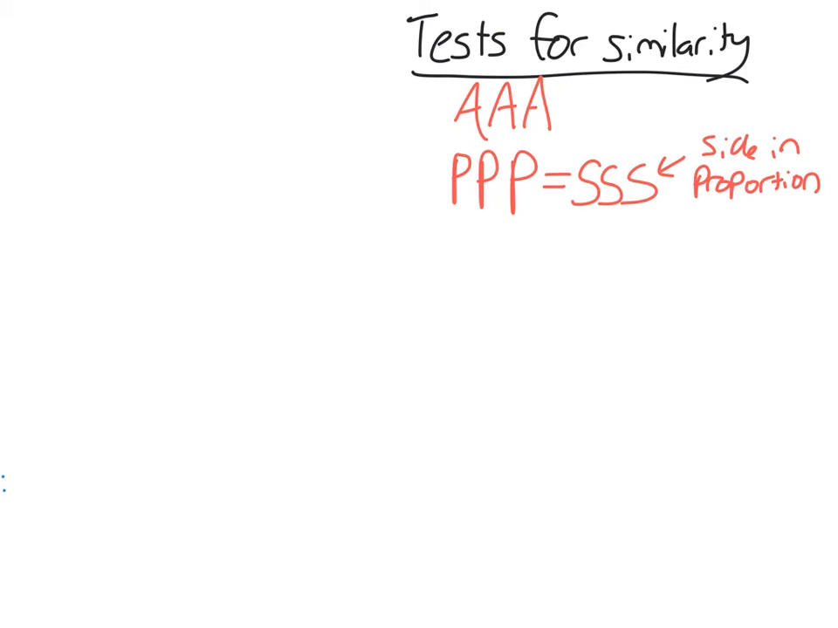Similar to, sorry for the pun, similar to the SAS test for congruence, there's PAP or SAS in similarity, but A, the angle, has to be the one between the two sides.